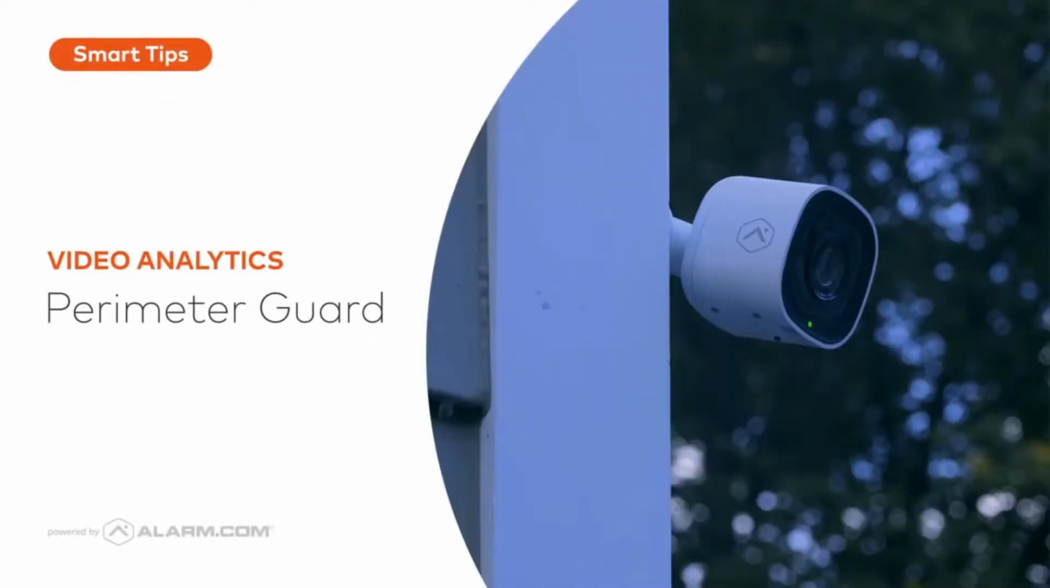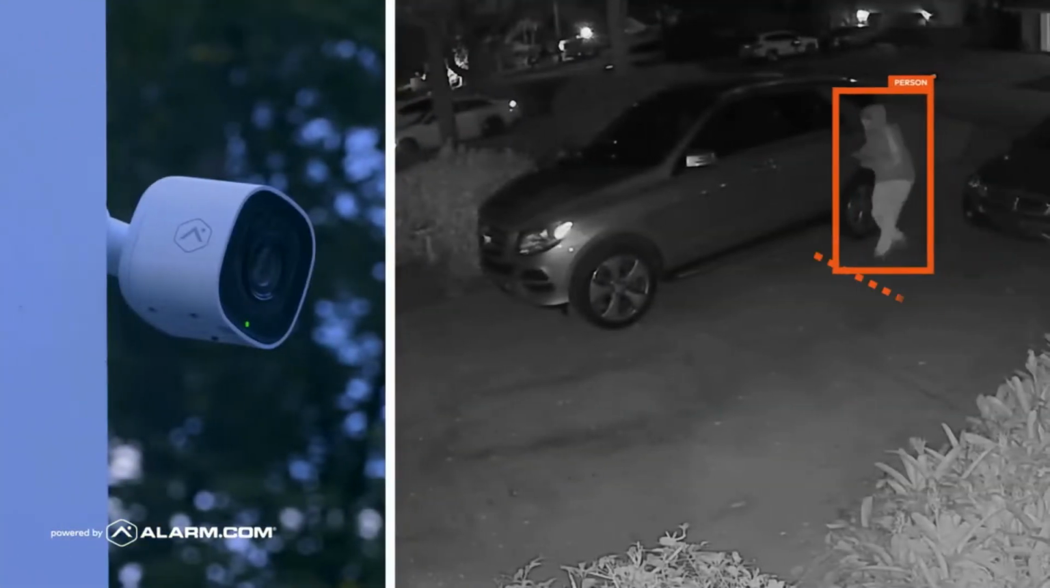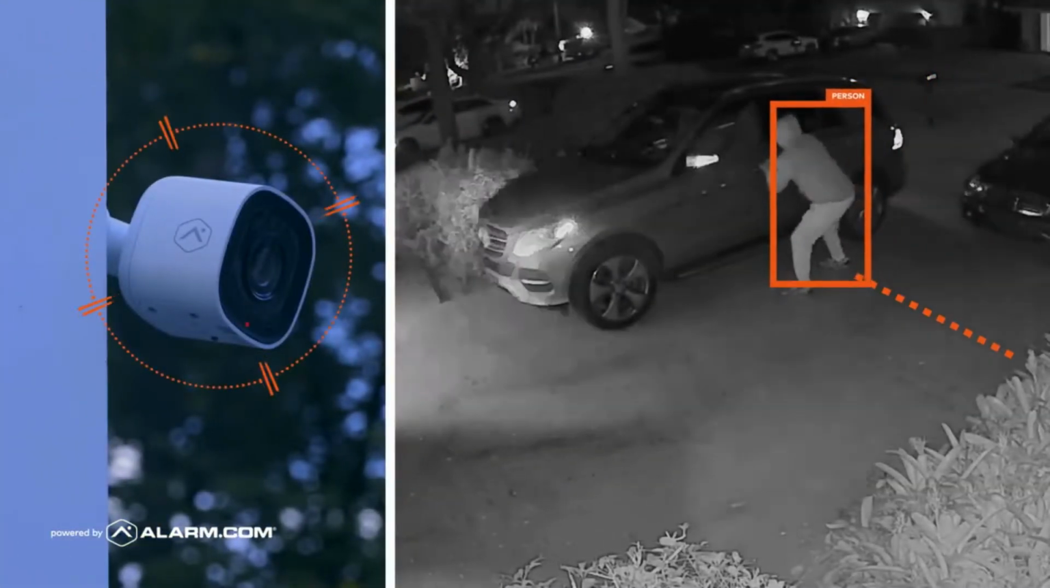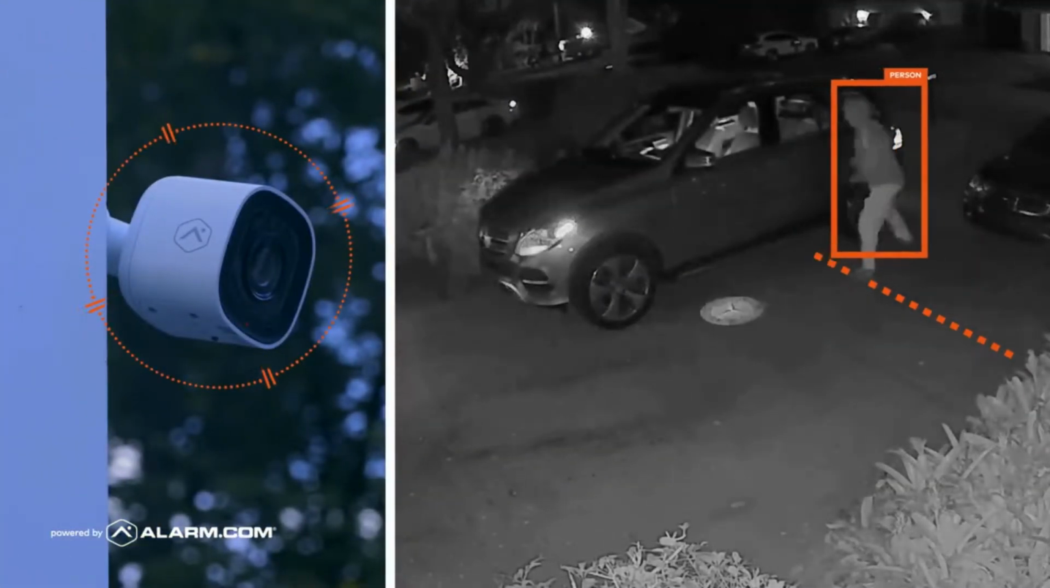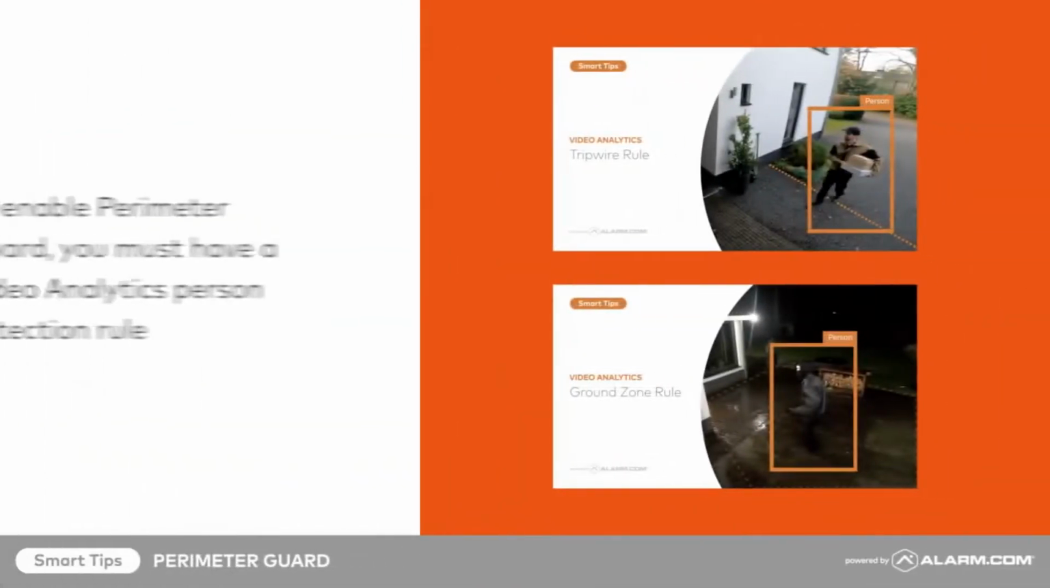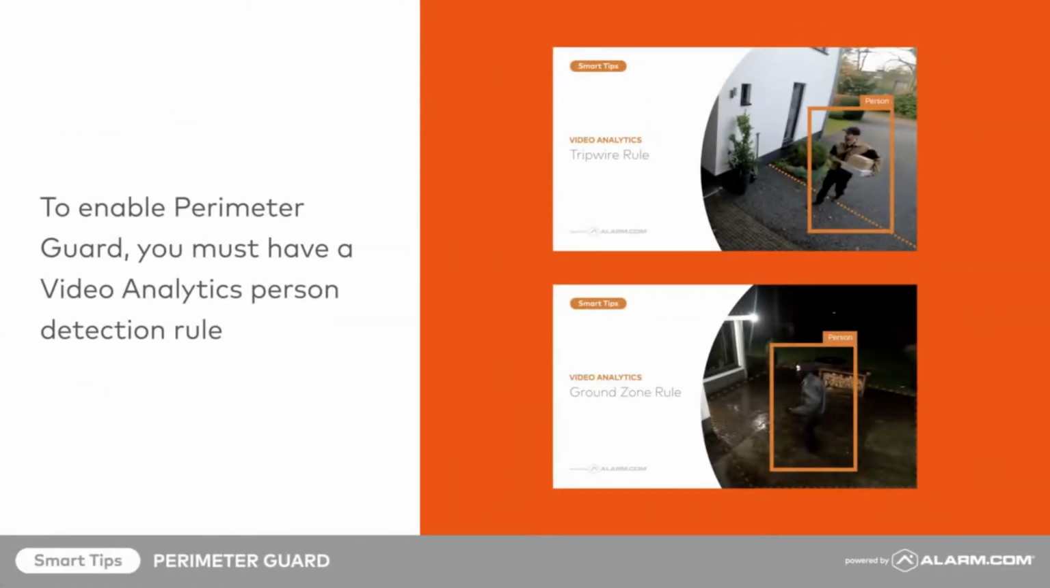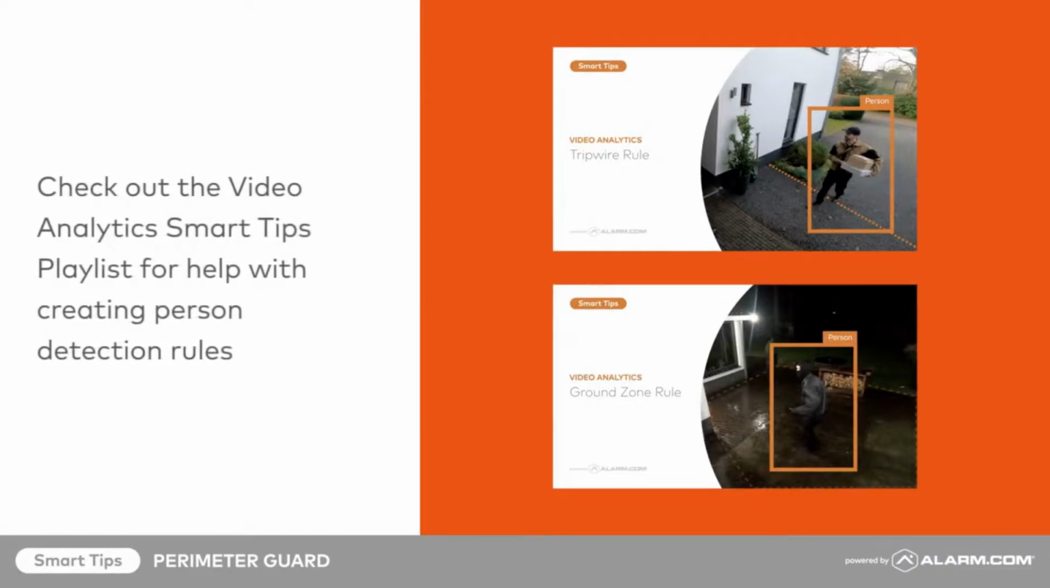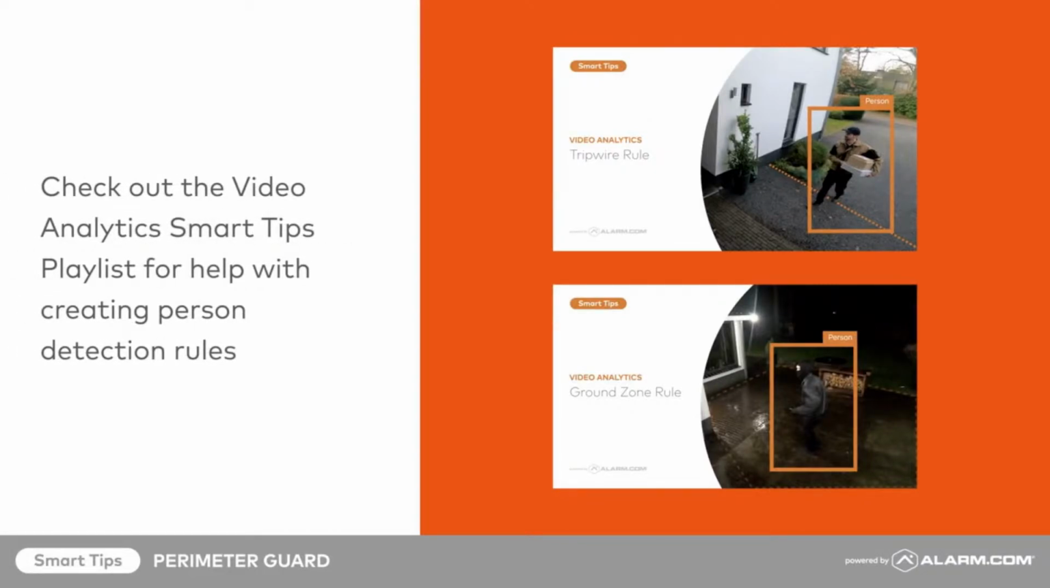With Perimeter Guard, Alarm.com cameras use video analytics to stop intruders in their tracks, scaring off trespassers with loud whistles and beeps and flashing LED. To enable Perimeter Guard, you must have a video analytics person detection rule. Check out the Smart Tip Video Analytics playlist for help with creating a person detection rule.